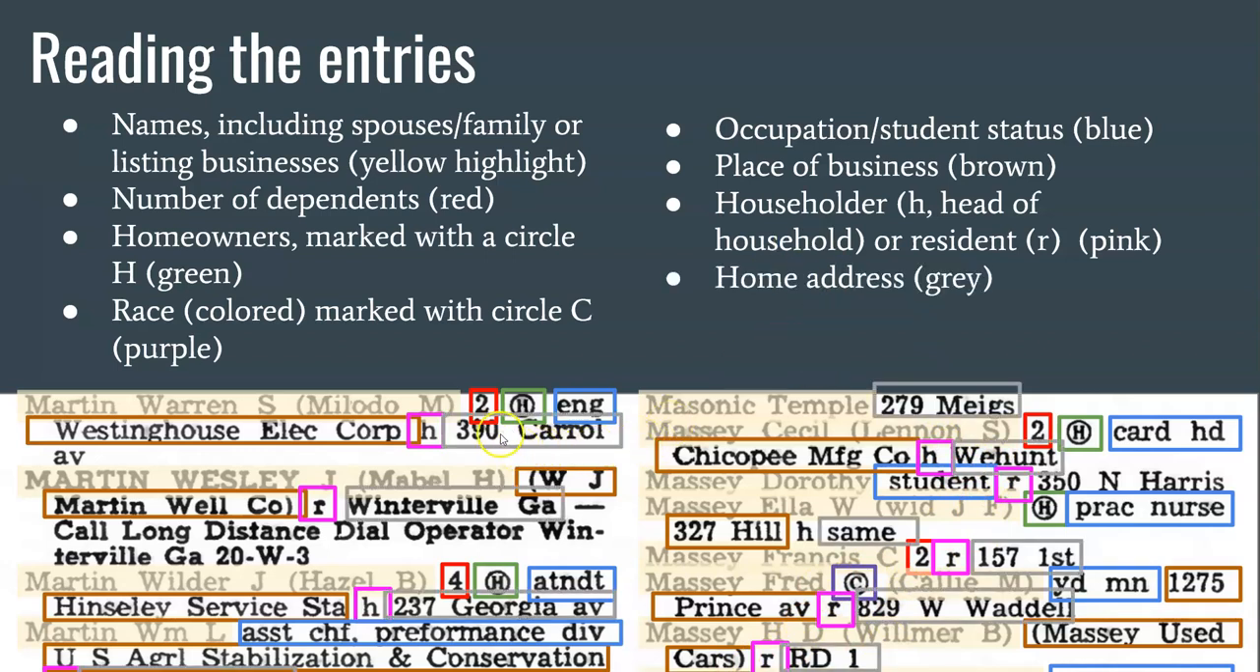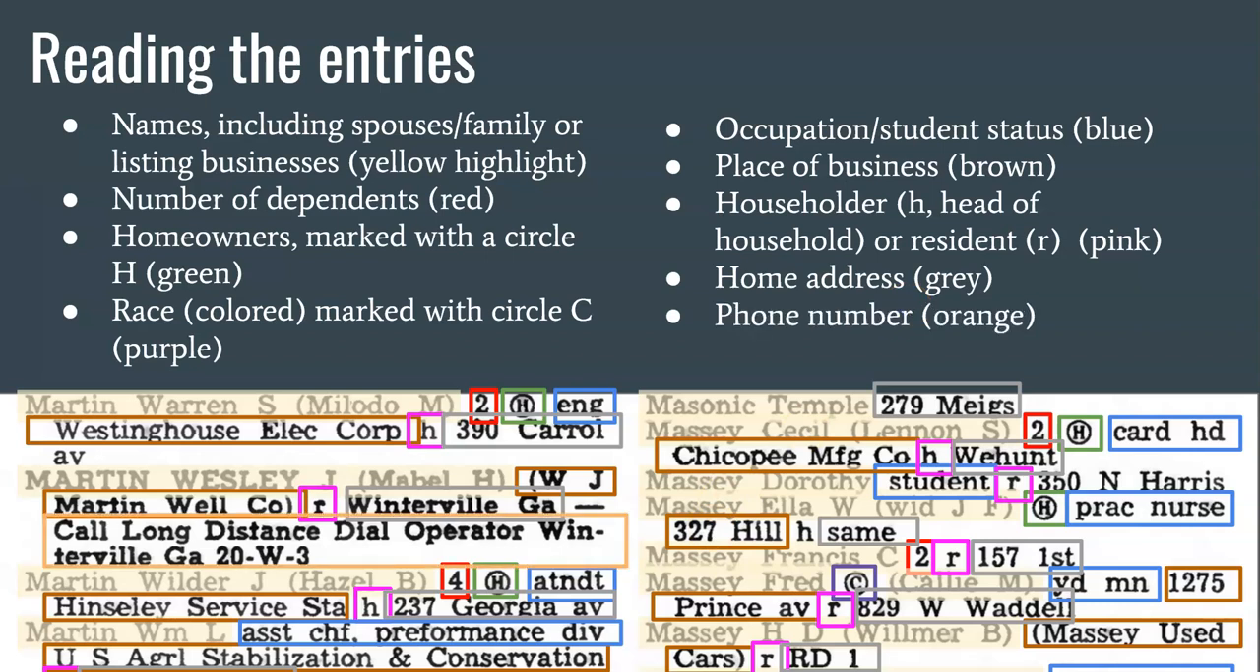Home address is listed toward the end, so it's in these gray boxes. Here it says same, so Ella Massey worked and lived at 829 Waddell Street. This is a rural delivery route 1, so we just put in RD1. Some of these are going to be tough to geocode. Winterville, Georgia, similarly here, kind of tough to locate, and a lot of out-of-town addresses are pretty vague.